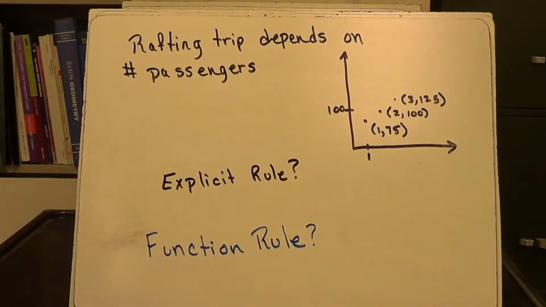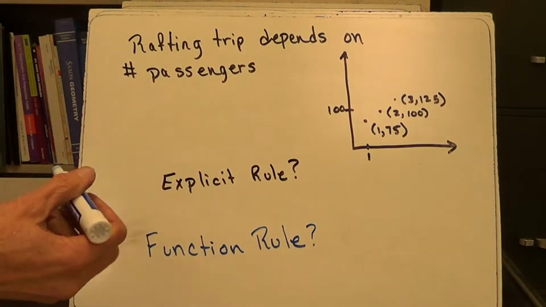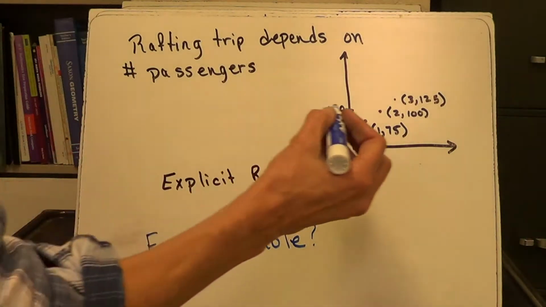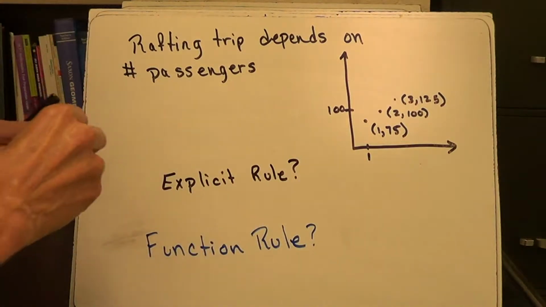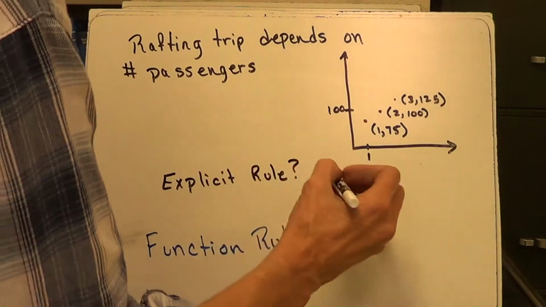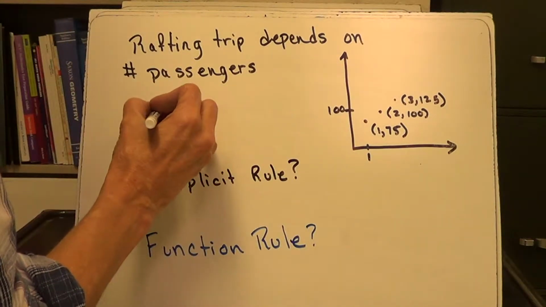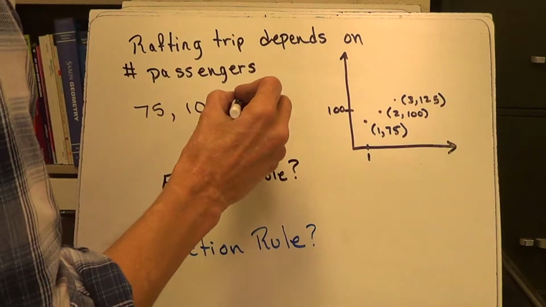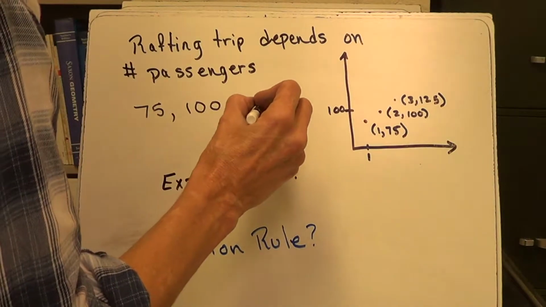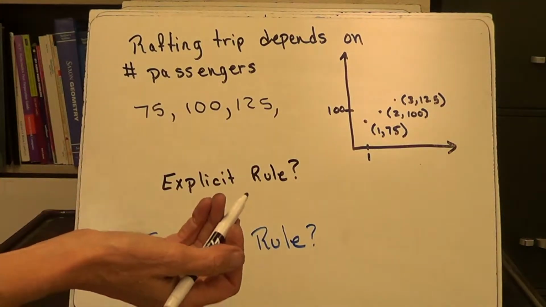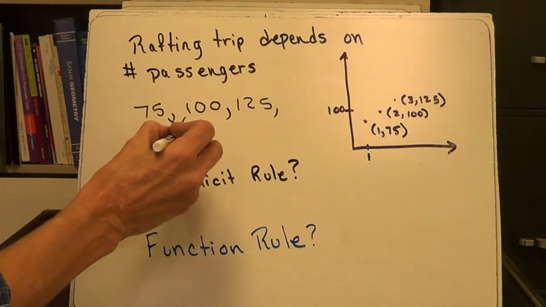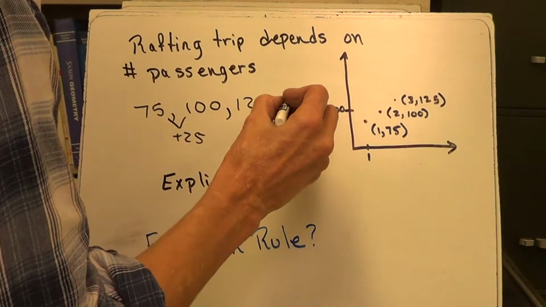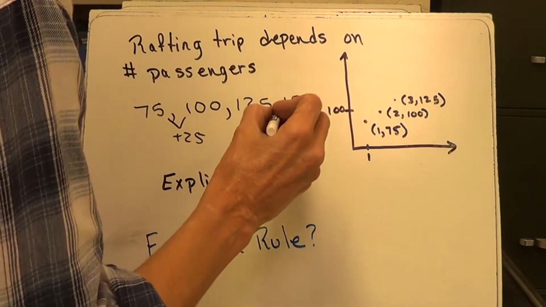Okay, so here comes a real-world problem. We've got a rafting trip that depends on the number of passengers as to how much they charge us. So we might come up with an explicit rule. Well, we know that our first term is... actually, I'd write the sequence first. 75 for the first person, 100 total for the second person, 125 if 3 people go. What would it be for 4 people? Do you see the pattern here? It's going up by 25. So if 4 people go, they're going to charge us 150.